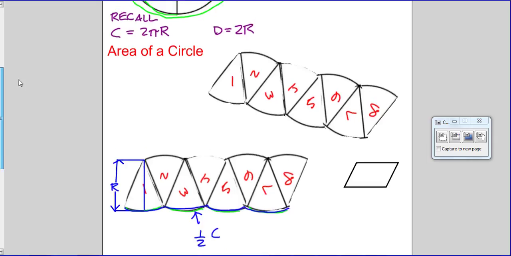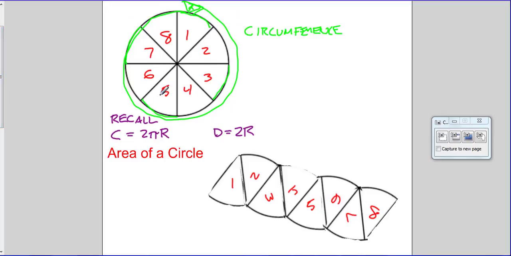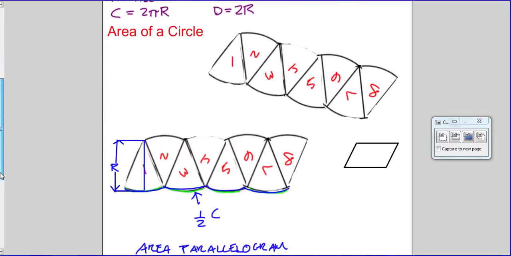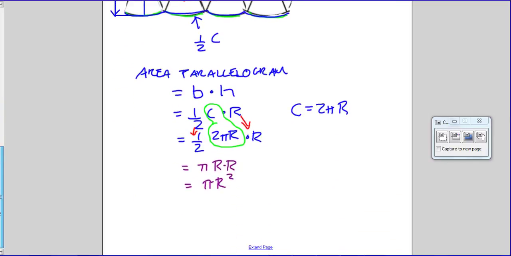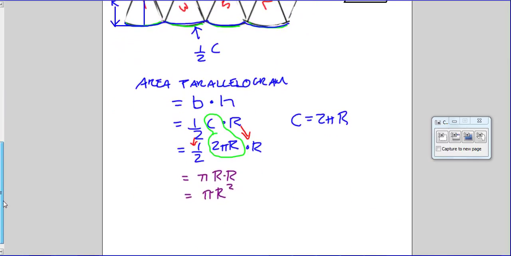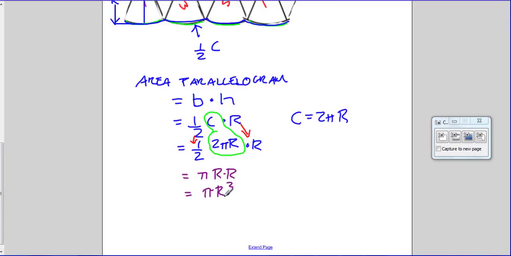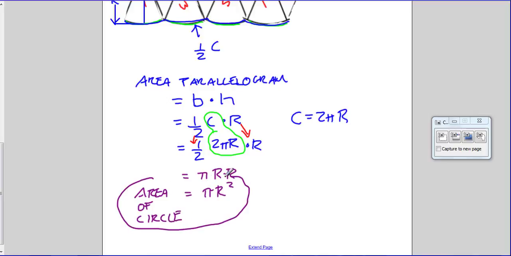Now the reason this works is, imagine if I had a circle that was 1,000,000 pieces. As I increase the number of pieces, this lumpiness is going to go away, and in fact I'm going to approach an actual parallelogram. So as the number of pieces goes to infinity, the area of the parallelogram will become the area of a circle. So the area of a circle is pi r squared. It's an important formula that should be memorized.